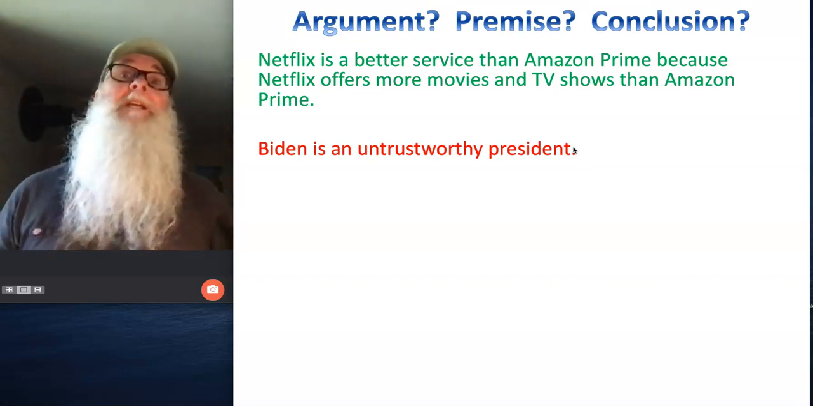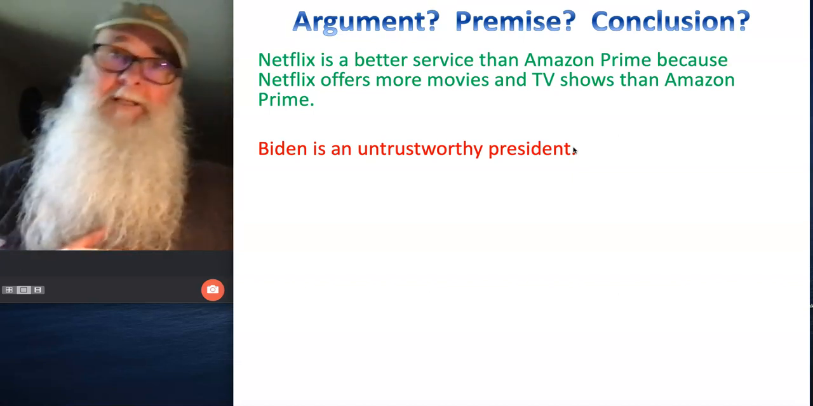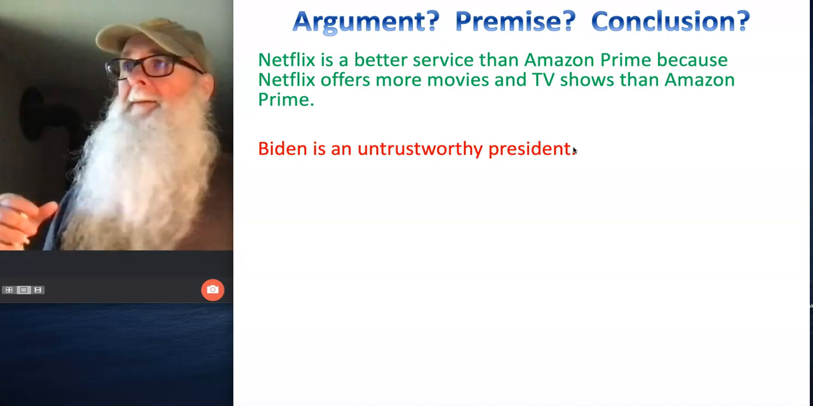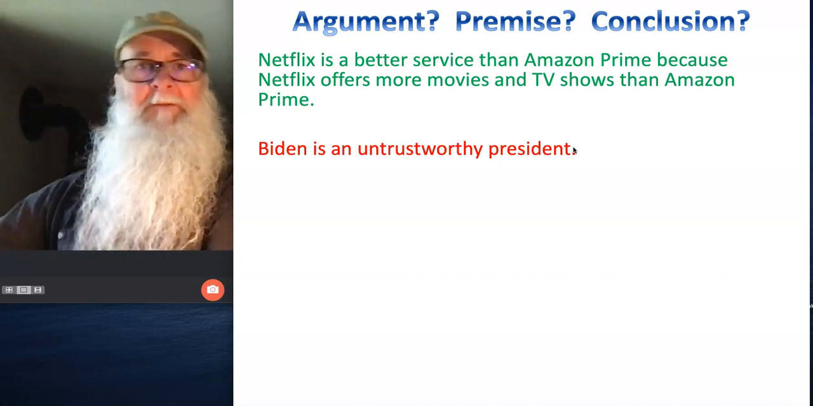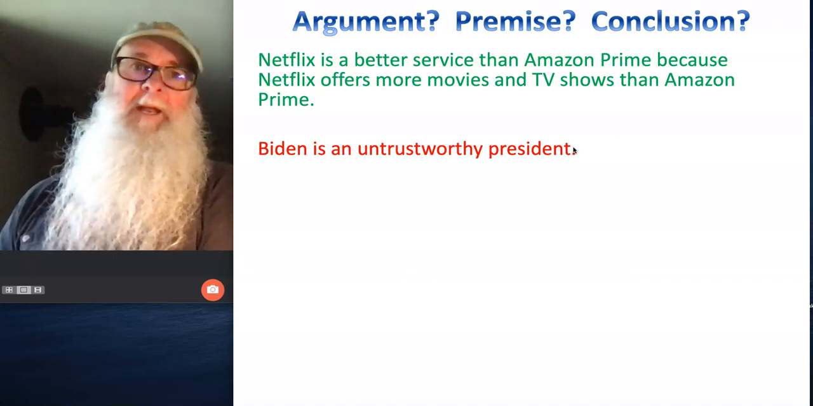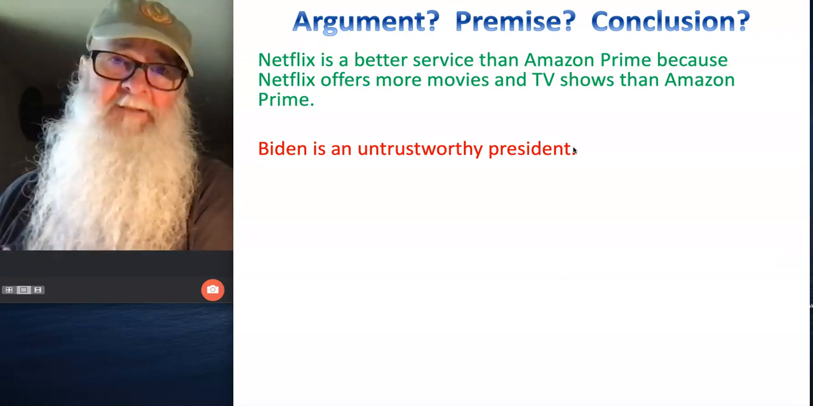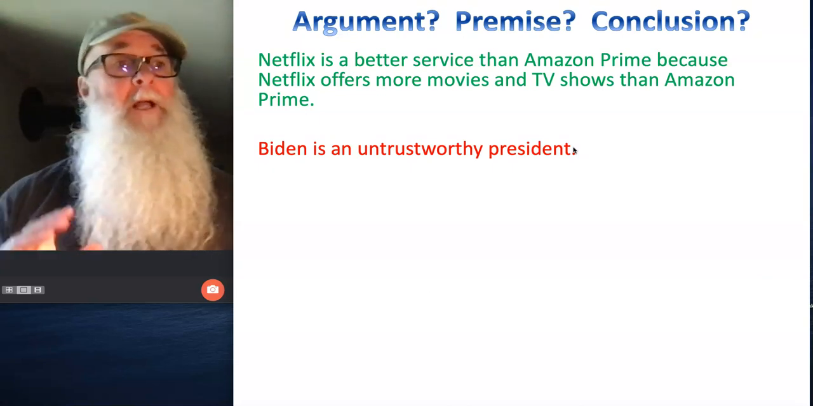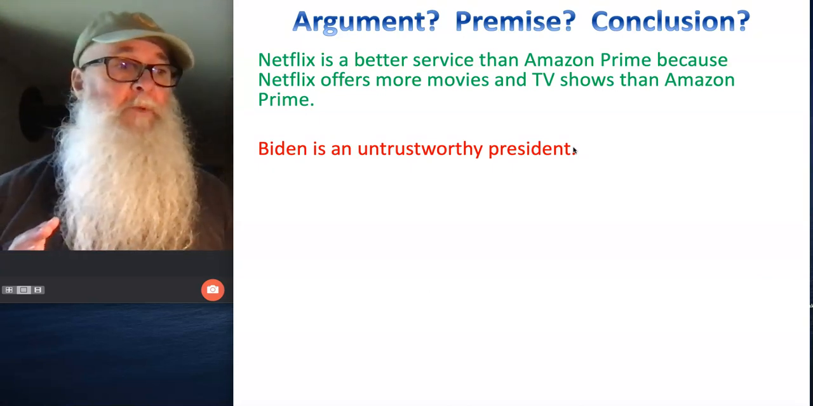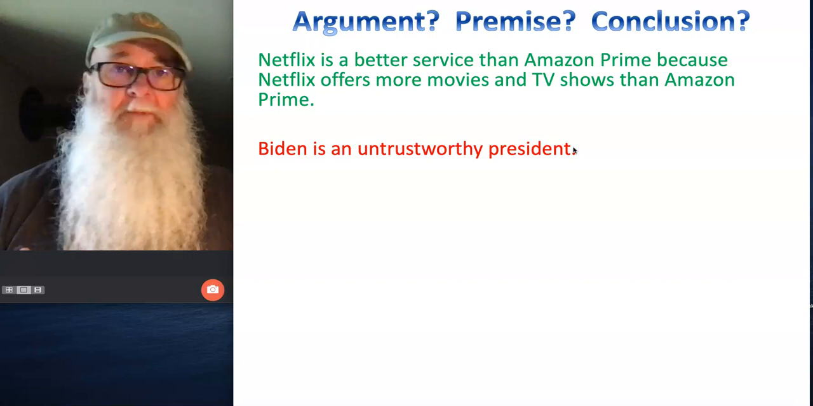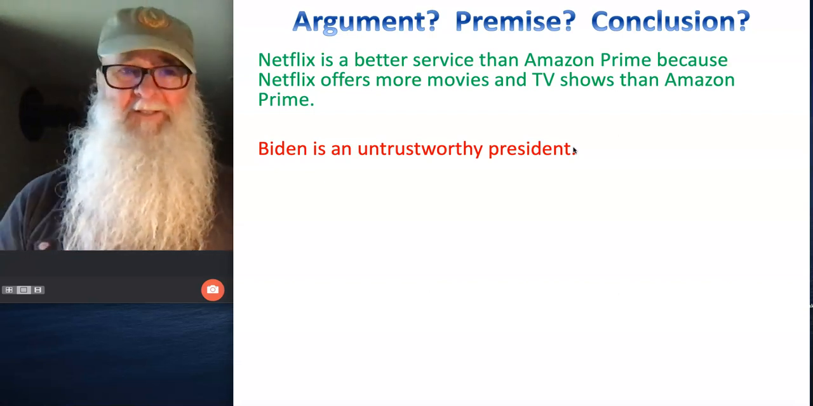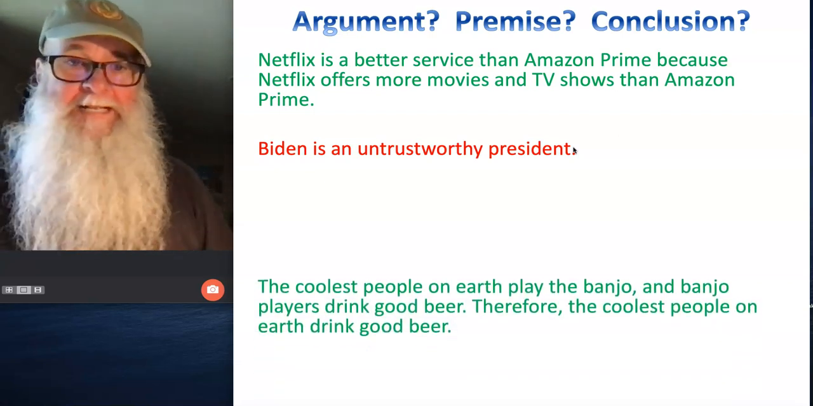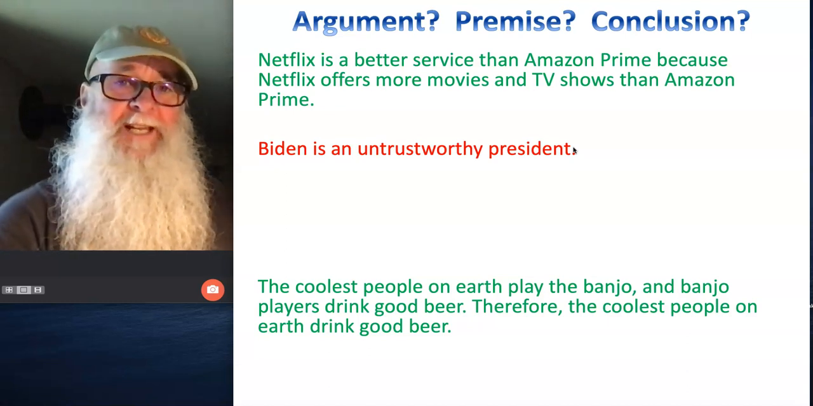As soon as somebody says, here's why I think it's the case that Biden is an untrustworthy president, and they start providing evidence that they believe supports that claim, then they're making an argument. We might not ultimately be convinced that their claim has been proven, but we'll recognize that they're offering to us a group of statements in which one or more is attempting to provide reasons or evidence for believing that this claim here is true. Now, the last statement that I gave you is also an argument.